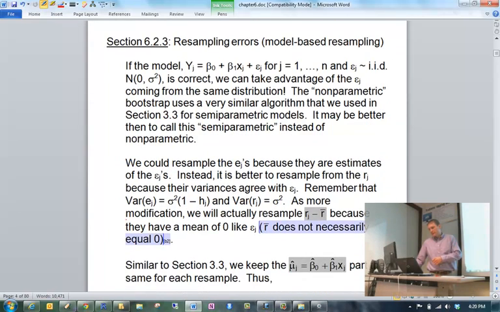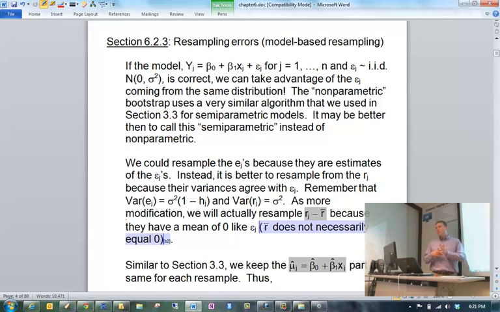Okay. So there are two different ways that we're going to look at how to use the bootstrap in a regression setting. I should say, I'd be very careful when I say ways. I'm talking about two different resampling methods. Okay? Here's the first resampling method.